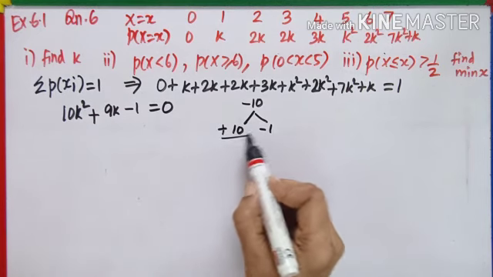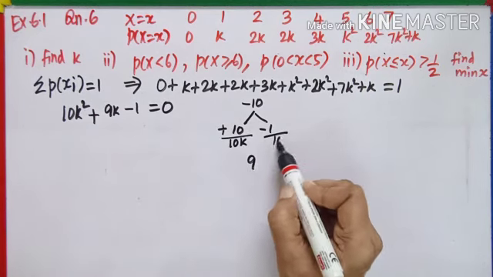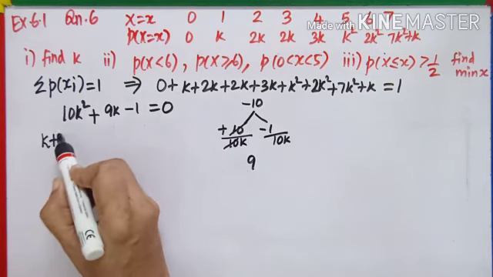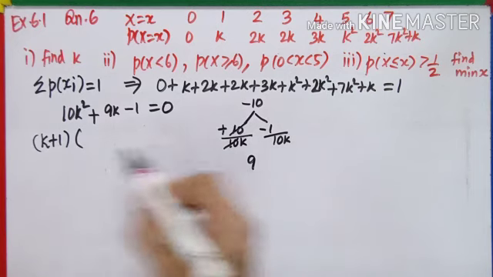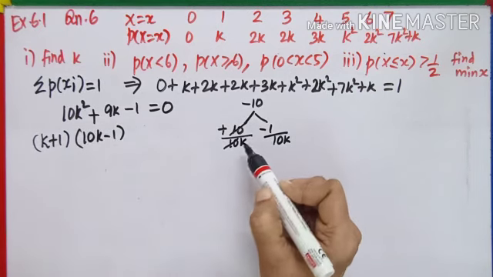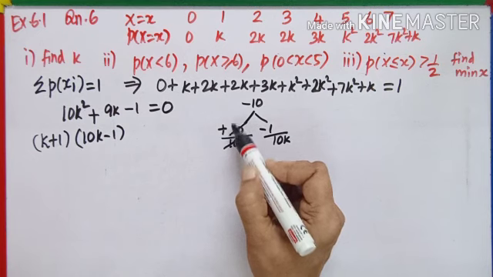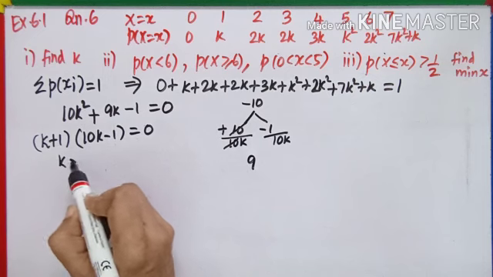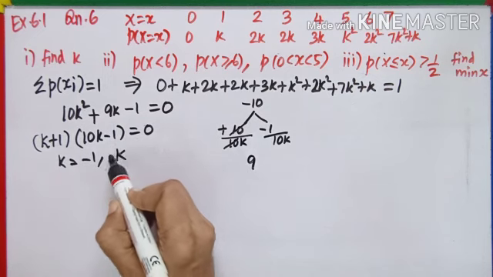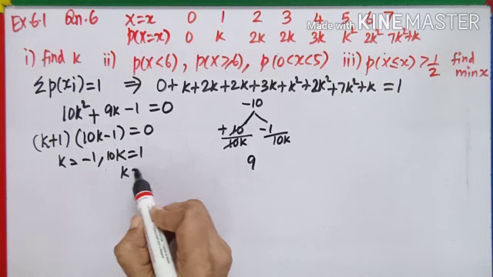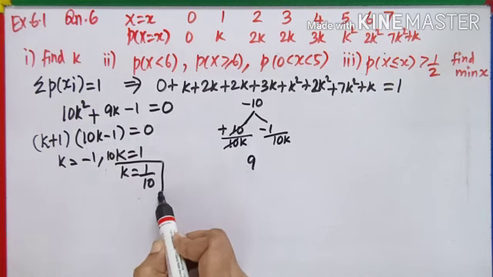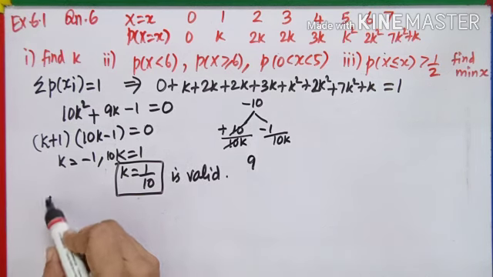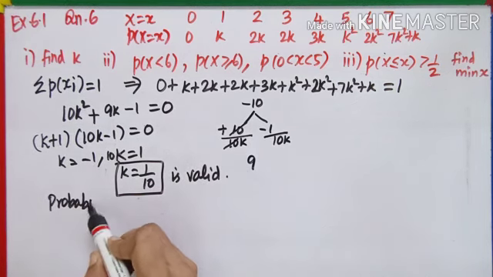10k square tells me divide by 10k. And I can cancel this. I will rewrite as k plus 1 into 10k minus 1. Here I have k plus nothing implies 1. K plus 1 into 10k minus 1 equals to 0. K equals minus 1 or 10k equals to 1. K equal to 1 by 10. Only this is valid because probability cannot be negative.